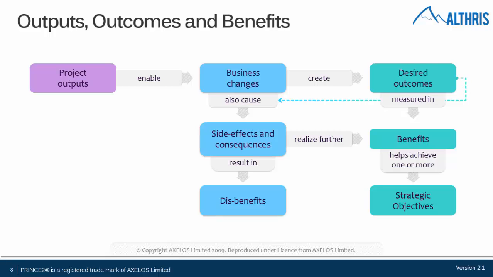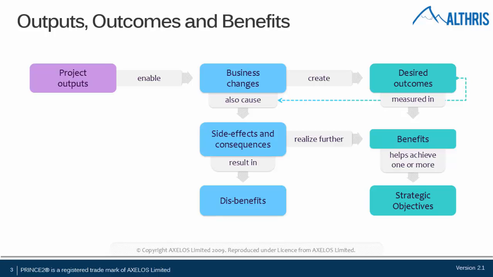So what are benefits? Well, the project creates outputs, and most project managers concentrate on creating those outputs, creating the products that the project is supposed to do. But those products are supposed to create some business changes. They're supposed to create some changes within the organization. And from those changes, we should have measurable benefits. And it's really key that we see them as measurable benefits.